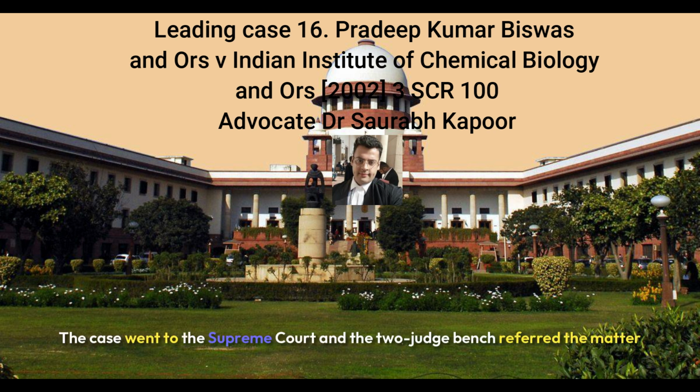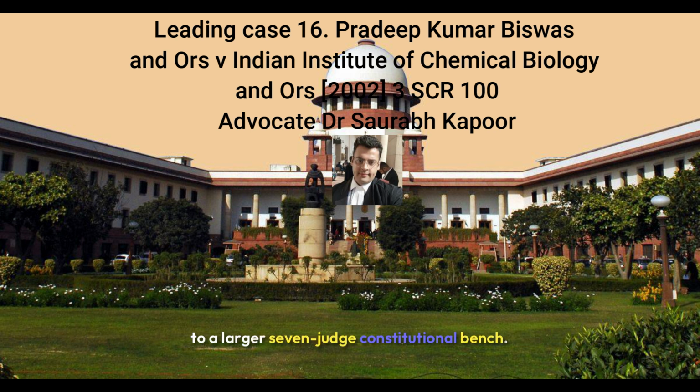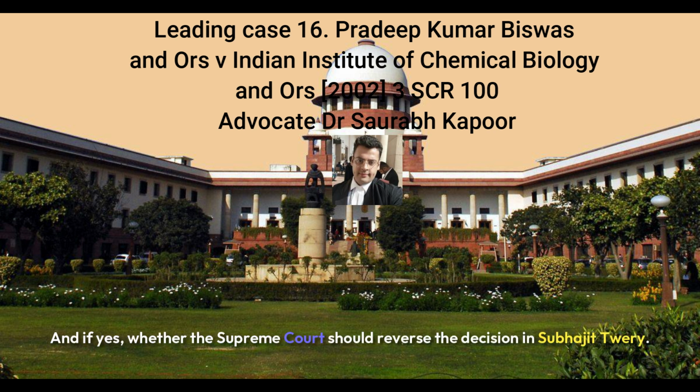The case went to the Supreme Court and the 2-judge bench referred the matter to a larger 7-judge constitutional bench. This summary is of that 7-judge constitutional bench in which Subhajit Tweri's case was reconsidered. Issue 1. Whether CSR was a state within the meaning of Article 12. 2. And if yes, whether the Supreme Court should reverse the decision in Subhajit Tweri.